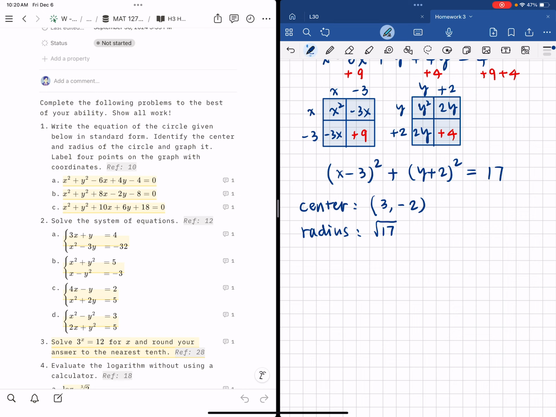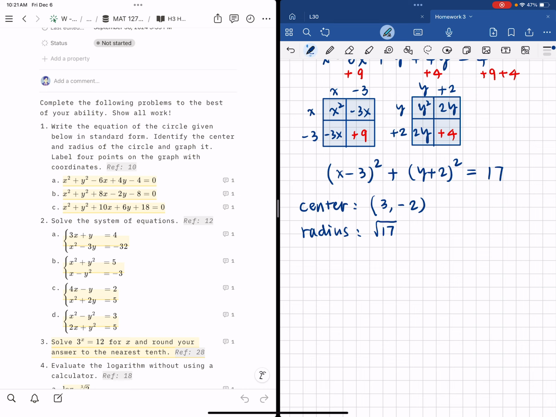Oh my god, too many commercials. All right. Square root, oh jeez. Square root of 17. Oh, finally.